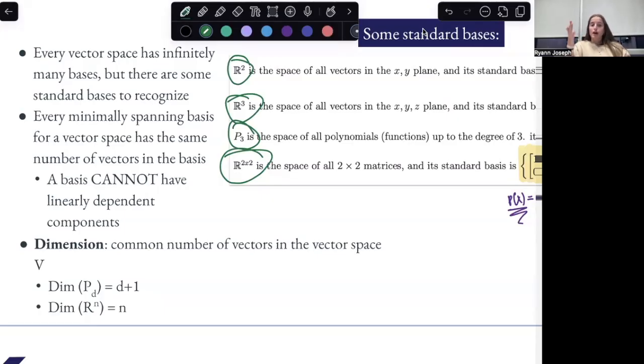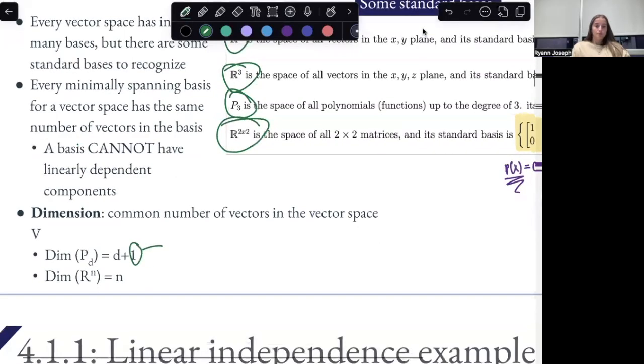This conserved value is called the dimension, the common number of vectors in a basis of a vector space. So the dimension of R2 is 2 because there are 2 things in every single basis for it. For the polynomial spaces, it's always the degree plus 1, because we have to account for that scalar, that 1 that we potentially would use. And then for Rn, the dimension is always just going to be n.